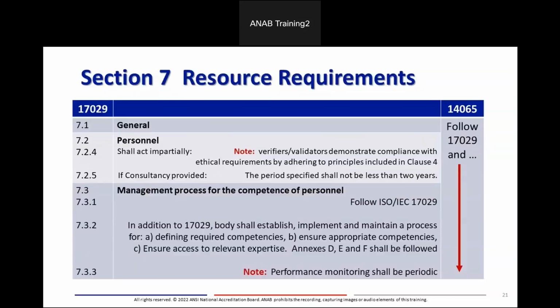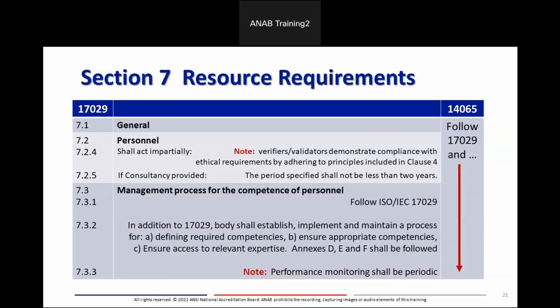Section 7 are the resource requirements. In this section, there are additional notes or requirements to the existing 17029 clauses. So 14065 brings in these additional elements and really has 6 new requirements. So a lot more to consider when doing that validation or verification with that 14065 document for environmental information.